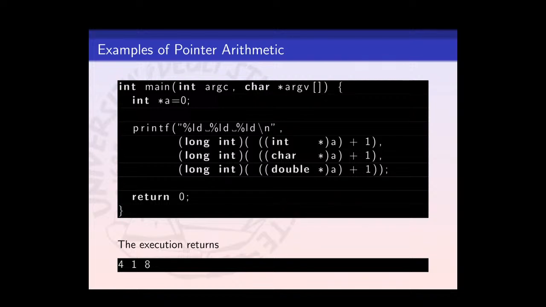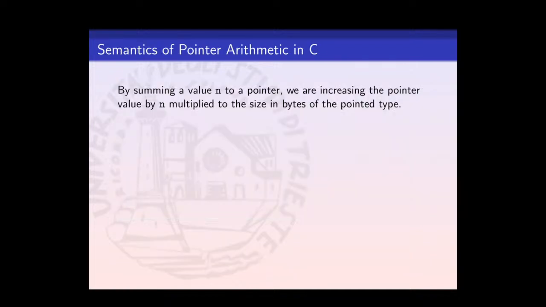And this holds for any data type. By increasing a pointer by 1, I don't get the next address, but the next free address to represent that data type, the data type associated to the pointer. So to summarize, by adding a value n to a pointer, we increase the pointer value by n multiplied by the size in bytes of the pointer type, which is quite clear, isn't it?